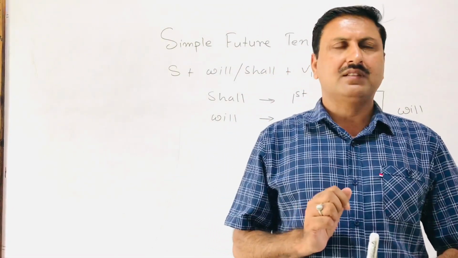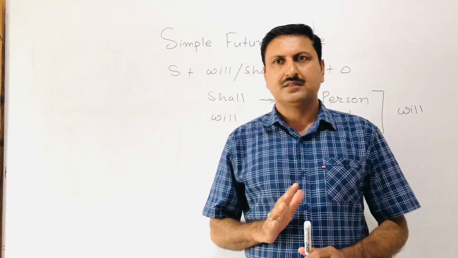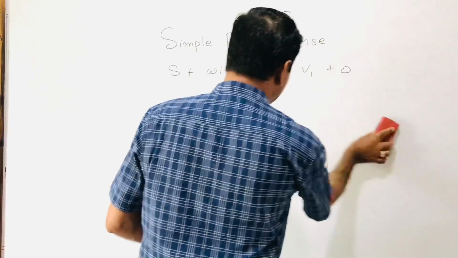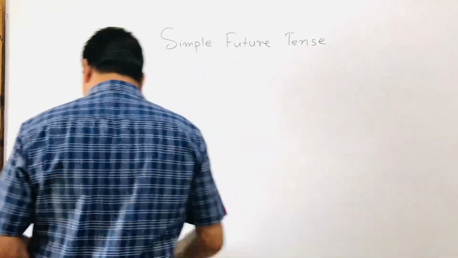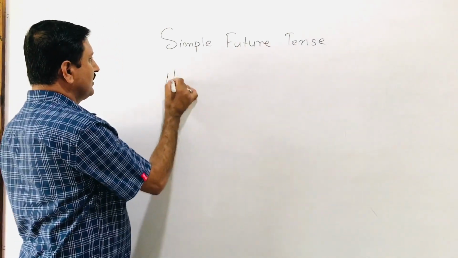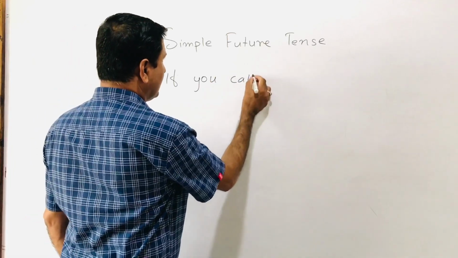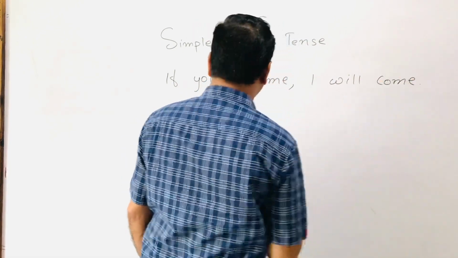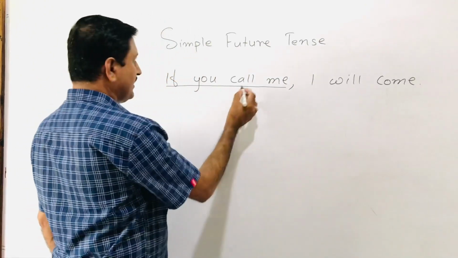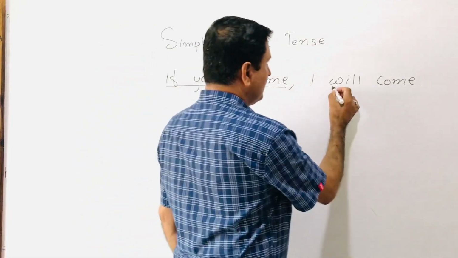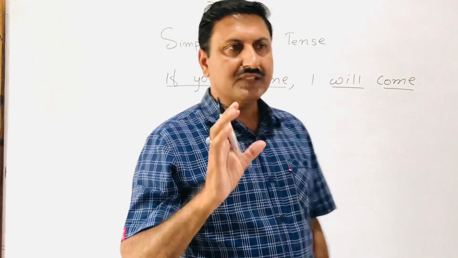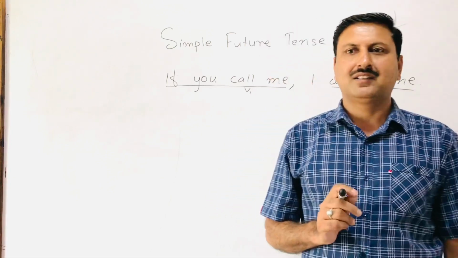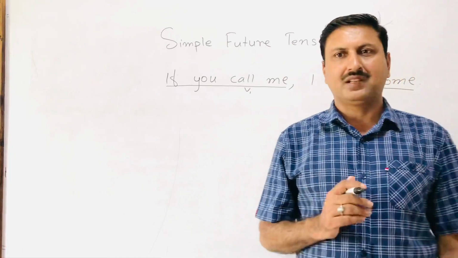This tense is also used in the main clause of conditional sentences type number 1. Usually the sentences with if are called conditional sentences. For example, this is if clause and call is V1 here. I will come, will plus verb 1 is used. If you call me, I will come. If you work hard, you will succeed can also be the example.